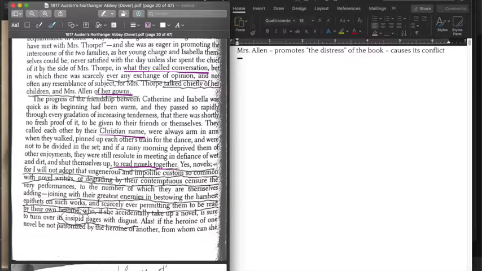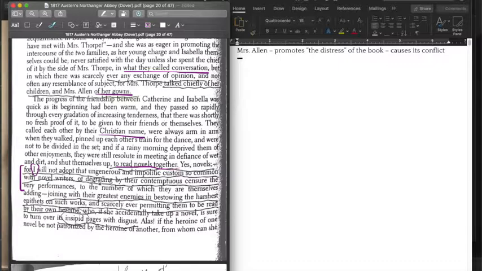"For I will not adopt that ungenerous and impolitic custom." Okay, by the way, this is a really important passage, because this is like the author, who doesn't normally drop in. We don't normally get an I in the narration, right? The author herself is talking about novel writers here. This is a very famous passage.